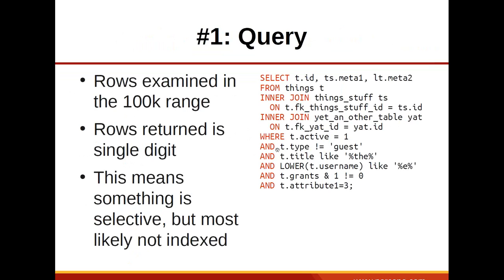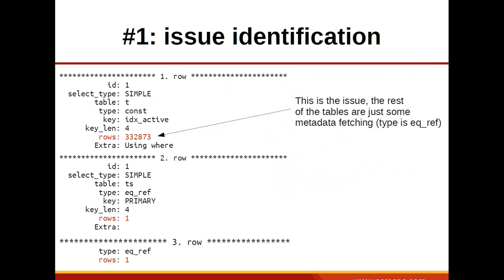Is t.active the selective one? Is t.type equals guest the selective one? Is t.title like D% the selective clause? Is lower(t.username) like %E% the selective clause? Is t.grants & 1 not equal to 0 the selective clause? Or is t.attribute1 equals 3 the selective one? How can we do that?